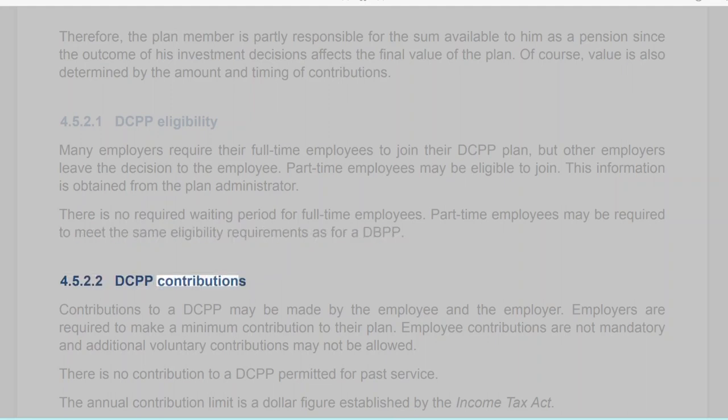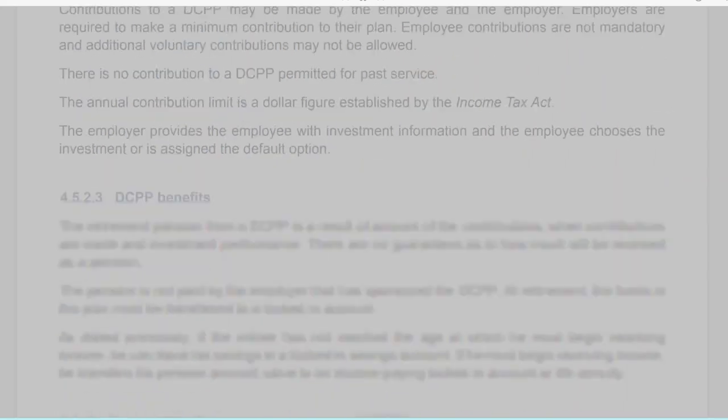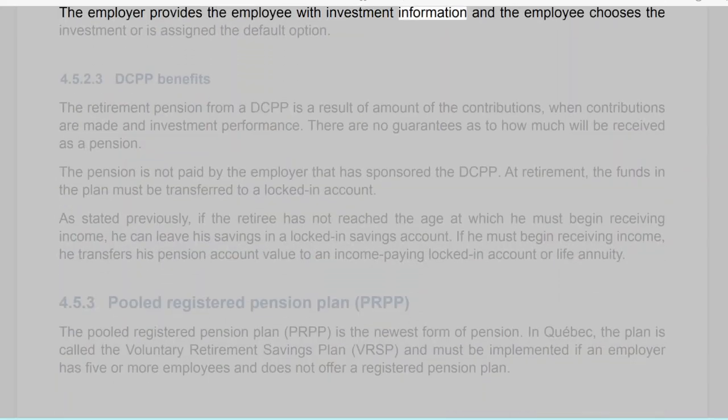4.5.2.2 DCPP contributions. Contributions to a DCPP may be made by the employee and the employer. Employers are required to make a minimum contribution to their plan. Employee contributions are not mandatory and additional voluntary contributions may not be allowed. There is no contribution to a DCPP permitted for past service. The annual contribution limit is a dollar figure established by the Income Tax Act. The employer provides the employee with investment information and the employee chooses the investment or is assigned the default option.